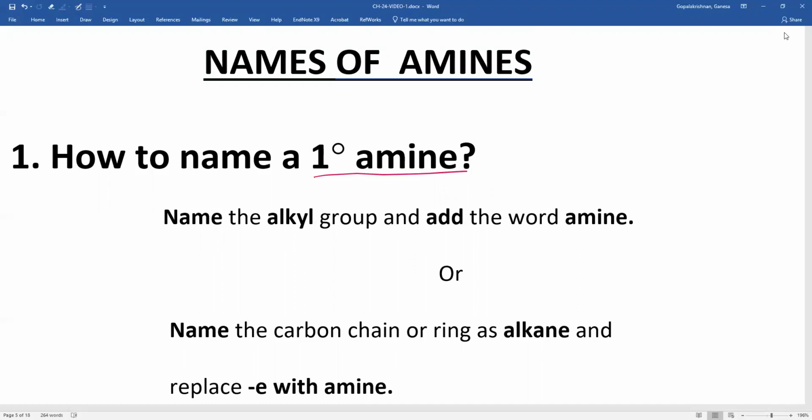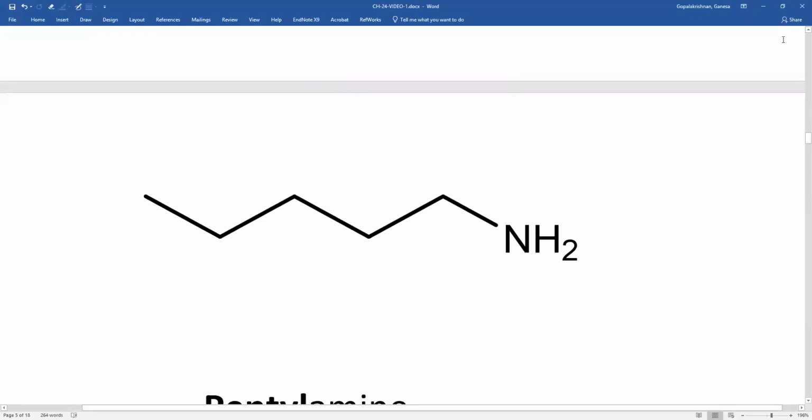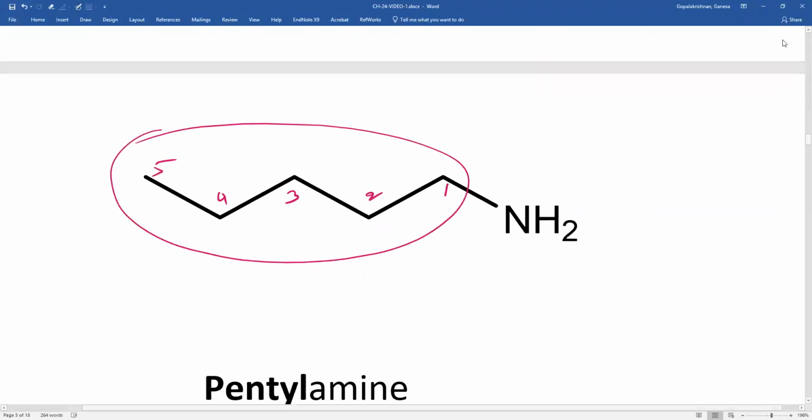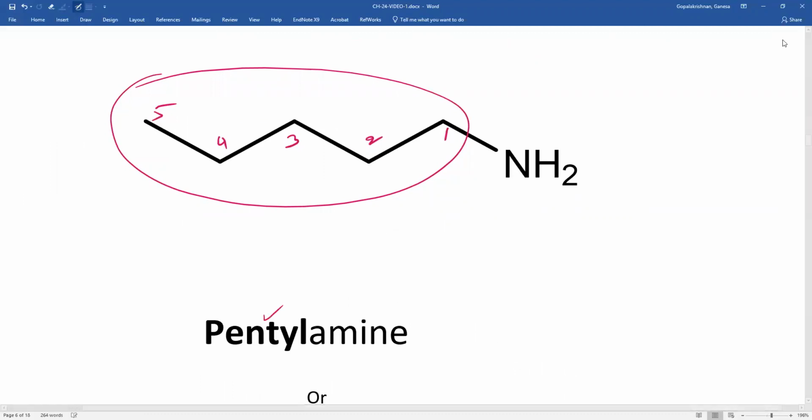A primary amine contains only one alkyl group. You can name that alkyl group and add the word amine. Look at it here, I have some examples. This contains 5 carbons in a straight chain. So that is a pentyl group. So I can write the name of the pentyl and add the word amine, pentylamine.